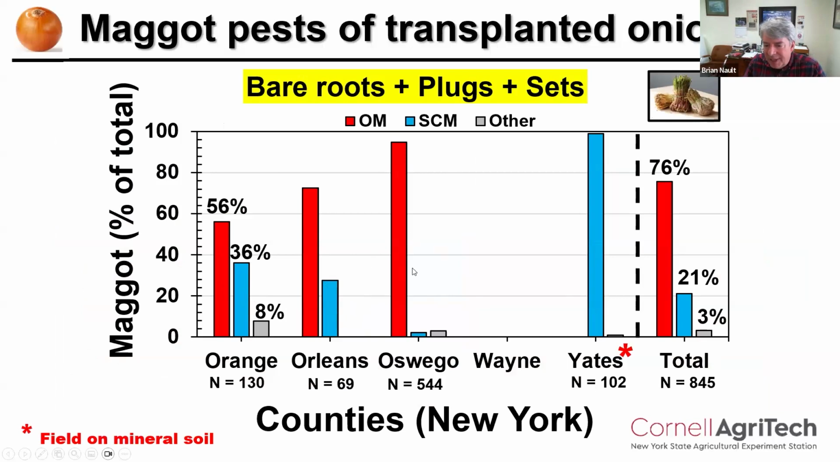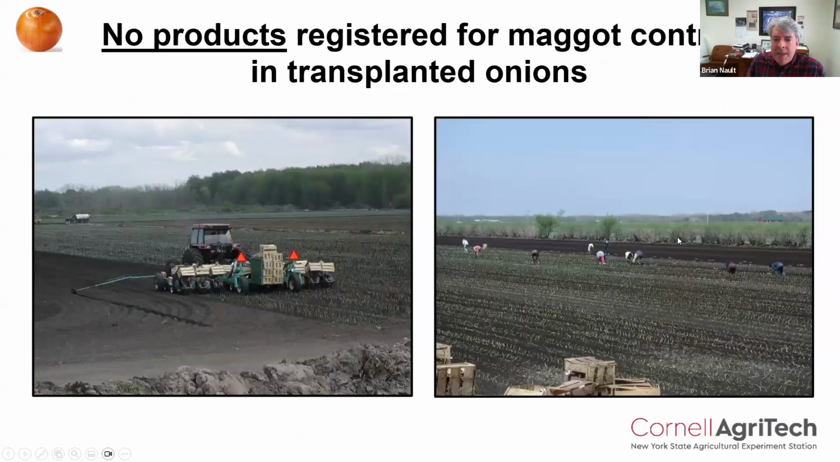In Oswego, we see, again, mostly onion maggots. In Yates County, this was in an upland, not muck soil, we see almost exclusively seed corn maggots. But overall, we do see mostly onion maggot.